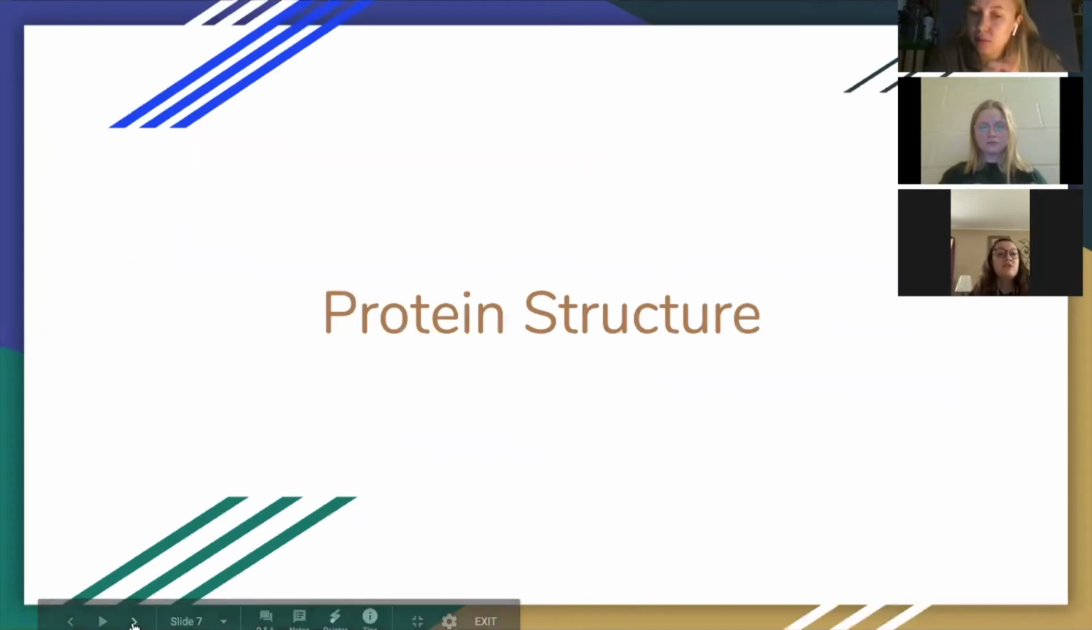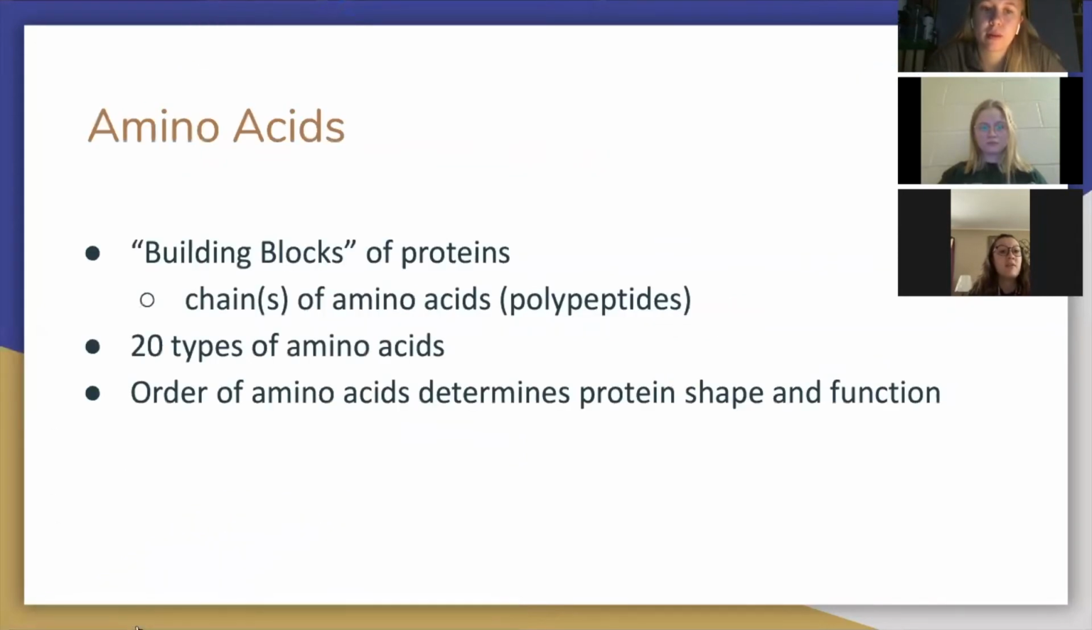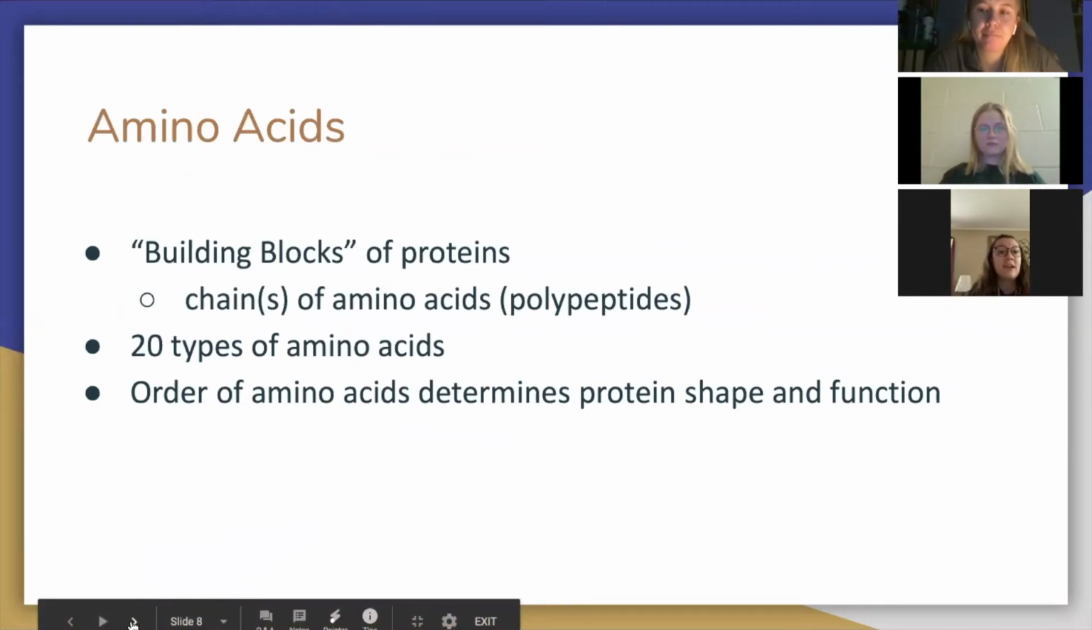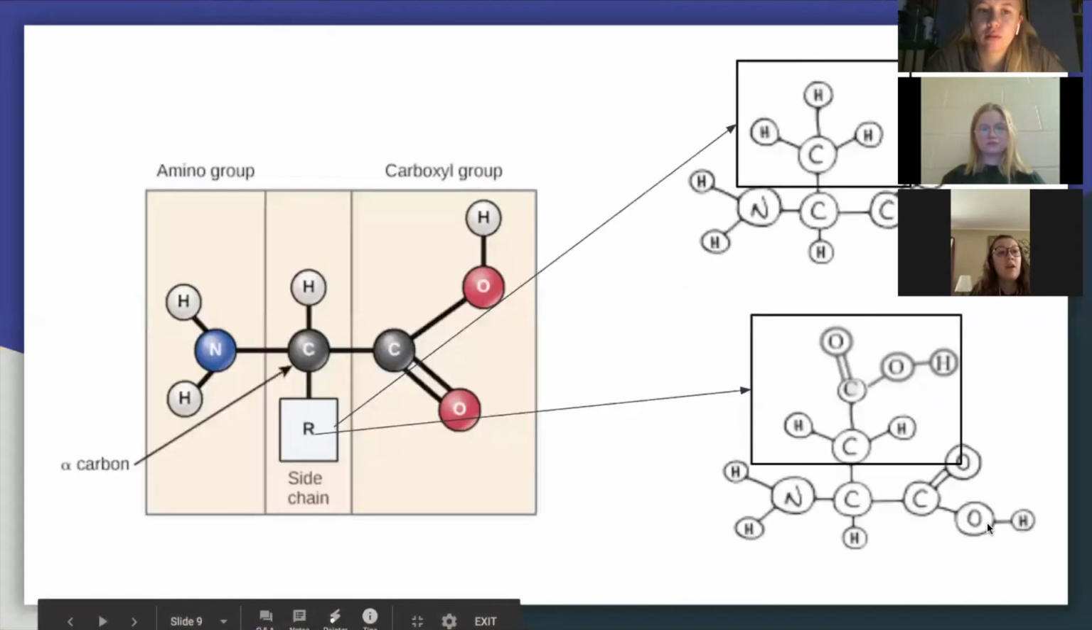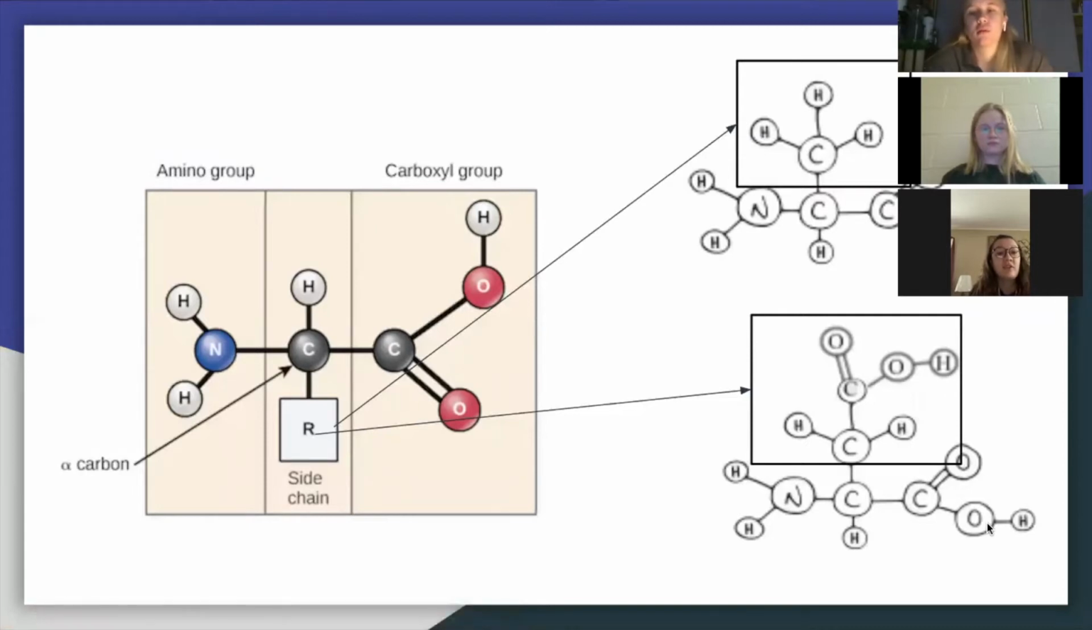So protein structure is a very important part of our project as a whole. On the next slide, you'll see the building blocks of proteins are called amino acids. They are formed in a chain of polypeptides, and there are about 20 types of amino acids, and these acids determine the protein shape and function. This shows the structure of an amino acid broken up into the amino group and carboxyl group with a side chain.